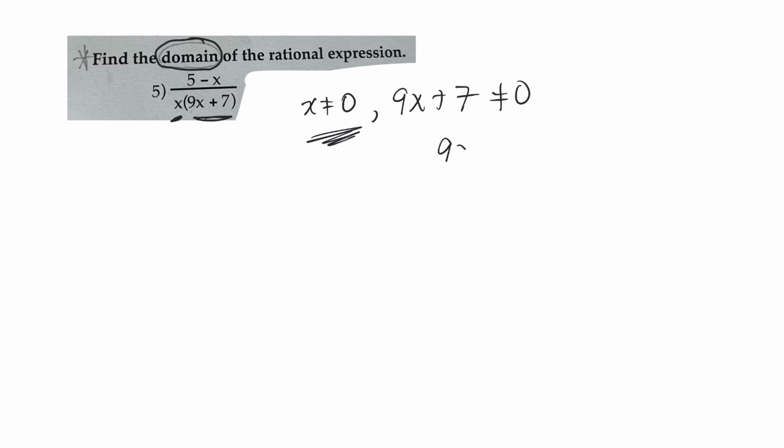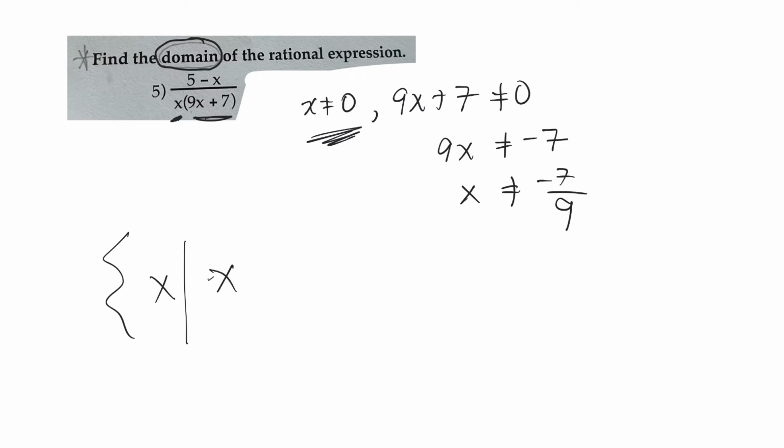Move the 7 to the other side, divide by 9. So if they say what is the domain, you can say, well, it's any x you want as long as x isn't 0 and x isn't negative 7/9. Right, that's probably what I would write for that one.